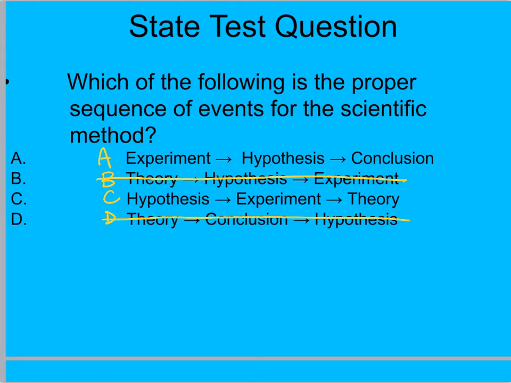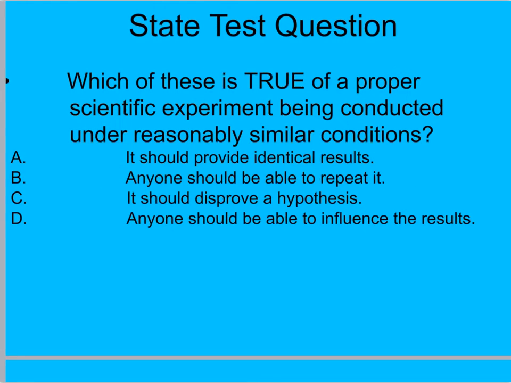Would you have your experiment before you made a hypothesis? No, you wouldn't. These should be swapped, which would give you C. You formulate a hypothesis first, then you experiment. After you do repeated experiments, then you can get a theory.